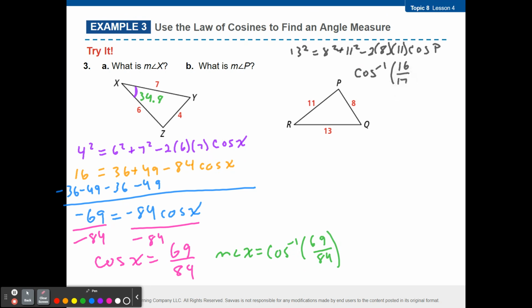Okay, so if we take a look at the board. All right, so remember, this part you can't do anything with. You're going to have to subtract it each time, okay? So it looks like he subtracted 185 from each side and then divided both sides by the 176 that was with the cosine and then took the inverse. So this gives you the measure of angle P equals that. Any questions on that?